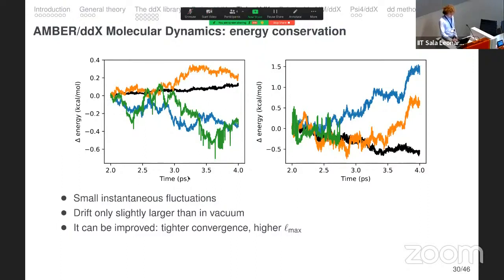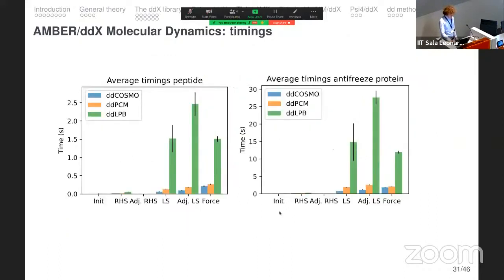I'm quite satisfied because the small instantaneous fluctuations are quite small, and we have some drift, but the vacuum case also has some drift. Ours is slightly larger, but we are doing something much more complicated than the simple vacuum calculation. I also used a very loose convergence for this simulation: 10 to the -4 on the residual of the linear system. So I think putting something tighter really improves the energy convergence, and maybe using a higher Lmax may improve something.